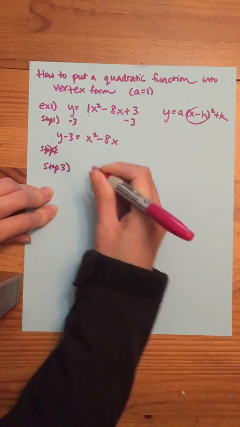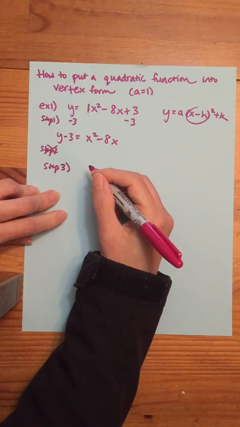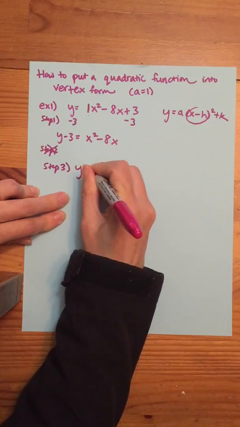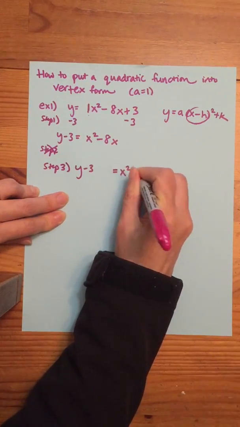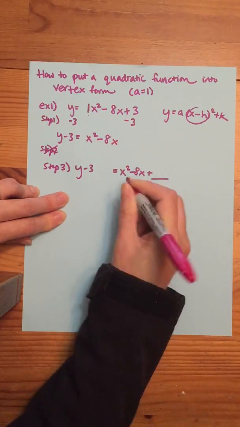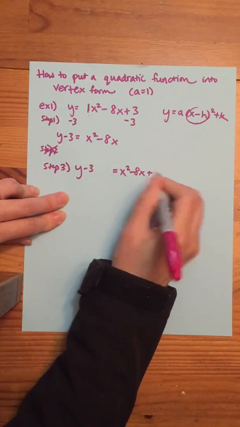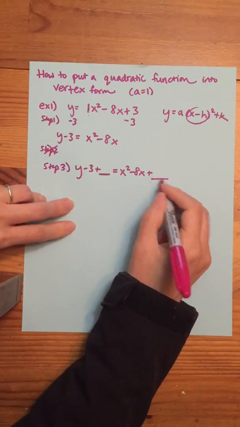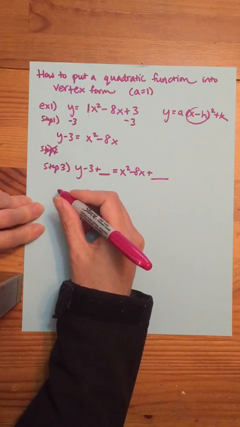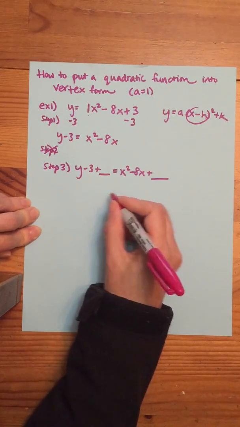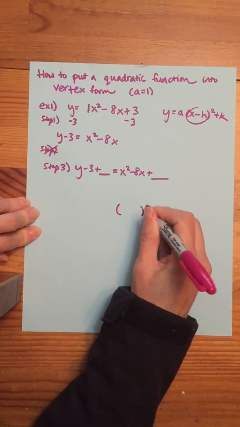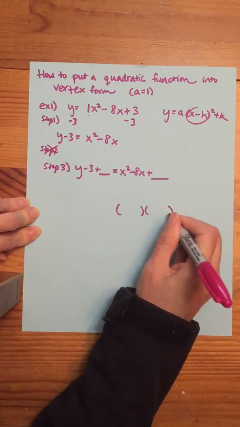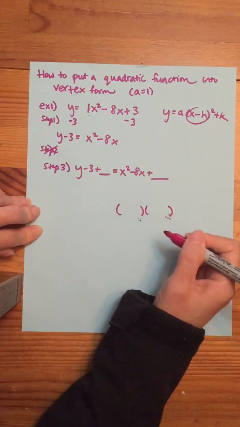Step 3, find the missing number in the parentheses to complete the square. So basically, I need to complete the square on this side. So I need to add a number here. And then if I add something on that side, I need to add the same number on this side. And the number that I add here has to make it so that I can do step 4, which is that this side over here has to be a parentheses and a parentheses where these two numbers are exactly the same, okay?